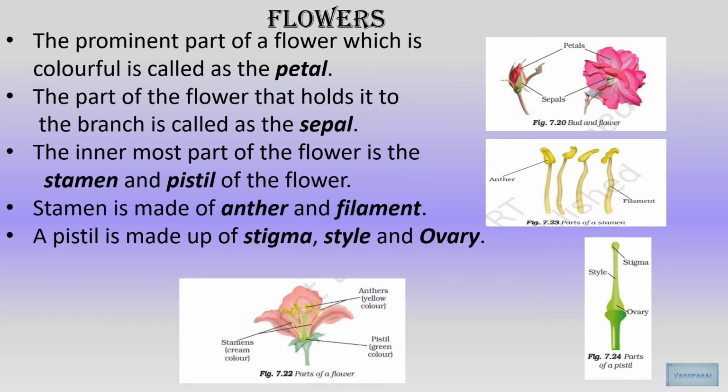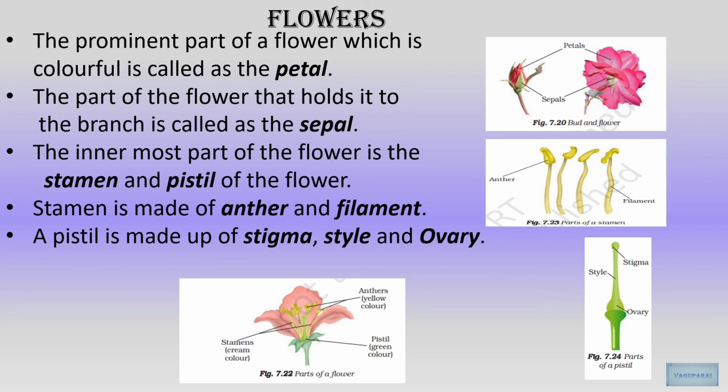We have learnt about the roots now. Now it is the time to learn about the flowers. Flowers are the dominant colorful part of a plant. Now this flower has different parts. We have to know them, right? It has a colorful part which is visible to us, and that is called as the petal. Now the part of the flower which holds the flower to the branch is called as the sepal.